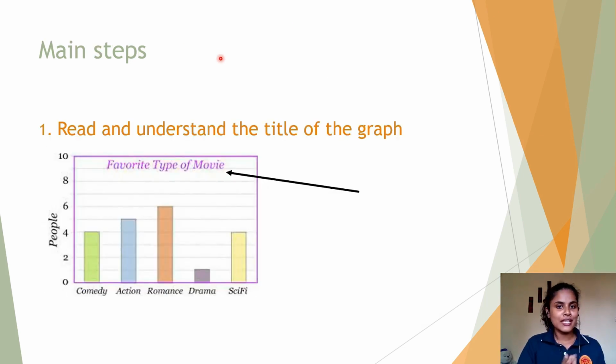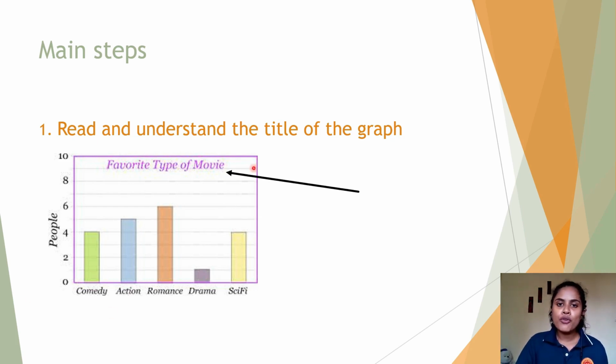So the main steps. First, we have to read and understand the title of the graph. What is the title of the graph? As we all know, in every type of essay or article that we write, we use a title to represent the whole text. It can be an essay or an article, as I said. It is the representation of all the text in one single line or a few words as a phrase, which we call a title.